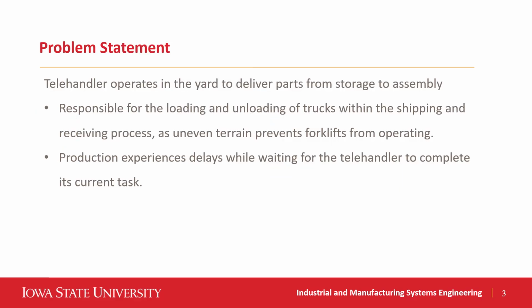KTPacer uses a telehandler to deliver parts from their outside storage yard to the assembly facility for production purposes, but they also utilize that telehandler to load and unload shipments that come in on trucks in the shipping receiving zone. Because of both of those responsibilities, production can experience delays when they request a part for assembly and for a production delivery while the telehandler is unloading or loading a truck, and vice versa.